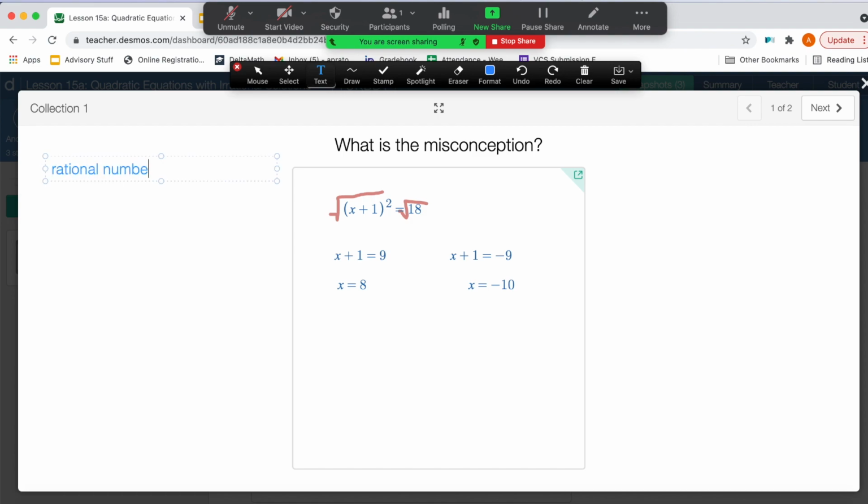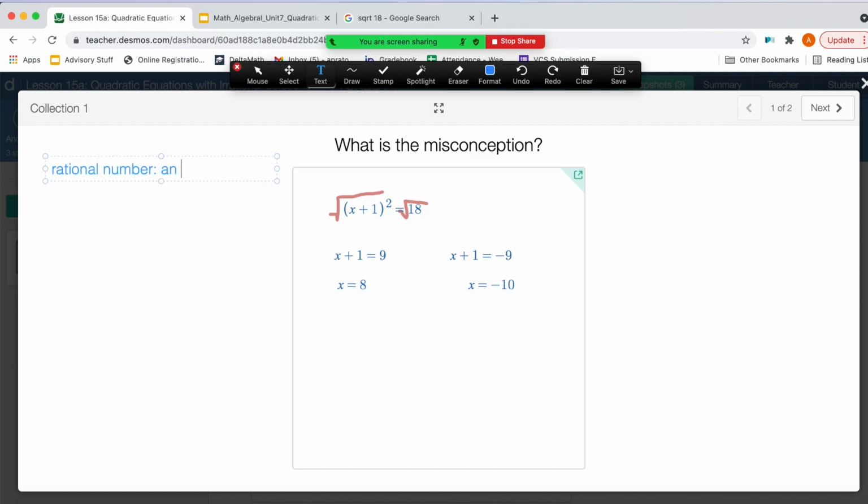A rational number is any number that can be written as a fraction and its opposite. So maybe you take some examples of rational numbers: 12, negative 7, 1/9, negative 1/8, 90.38, 0.005. How would we write this as a fraction? You might even ask students to prove that that's a rational number.